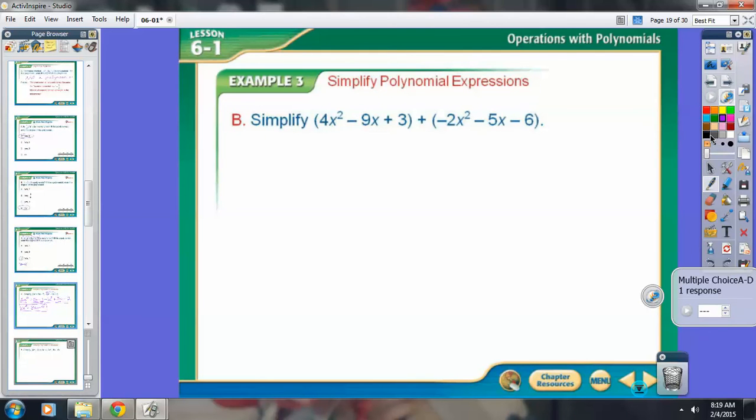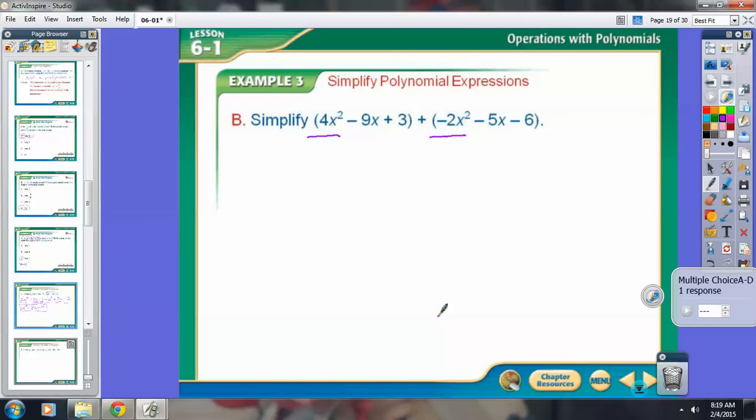How about this example? 4x squared minus 9x plus 3 plus -2x squared minus 5x minus 6. What operation, first of all, are we doing? Addition. That plus sign between the two parentheses tells us what we're doing. Should I distribute anything? No, just add and subtract. This is where some of you went wrong on your test from last chapter. You were wanting to distribute. Just combine those like terms. There's nothing to distribute, so I'm just going to add them.